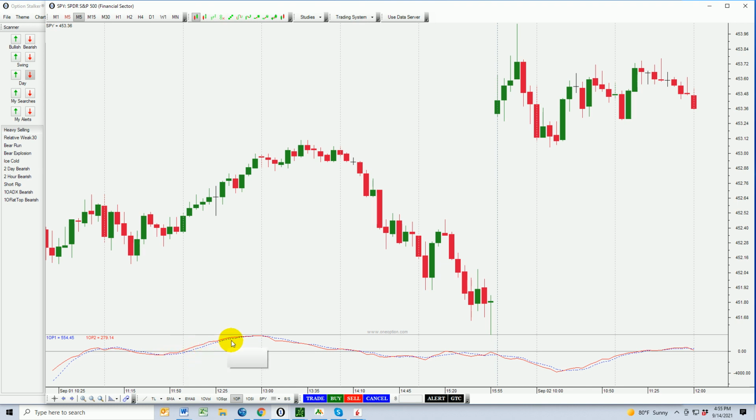Now you see how the indicator rallies, and it crests right here. Now we have the red line below the blue dotted line. That is a sell signal up here. The one thing that you will notice is the 1OP indicator is predictive. It is anticipatory. It is early. That's what makes it so unique.